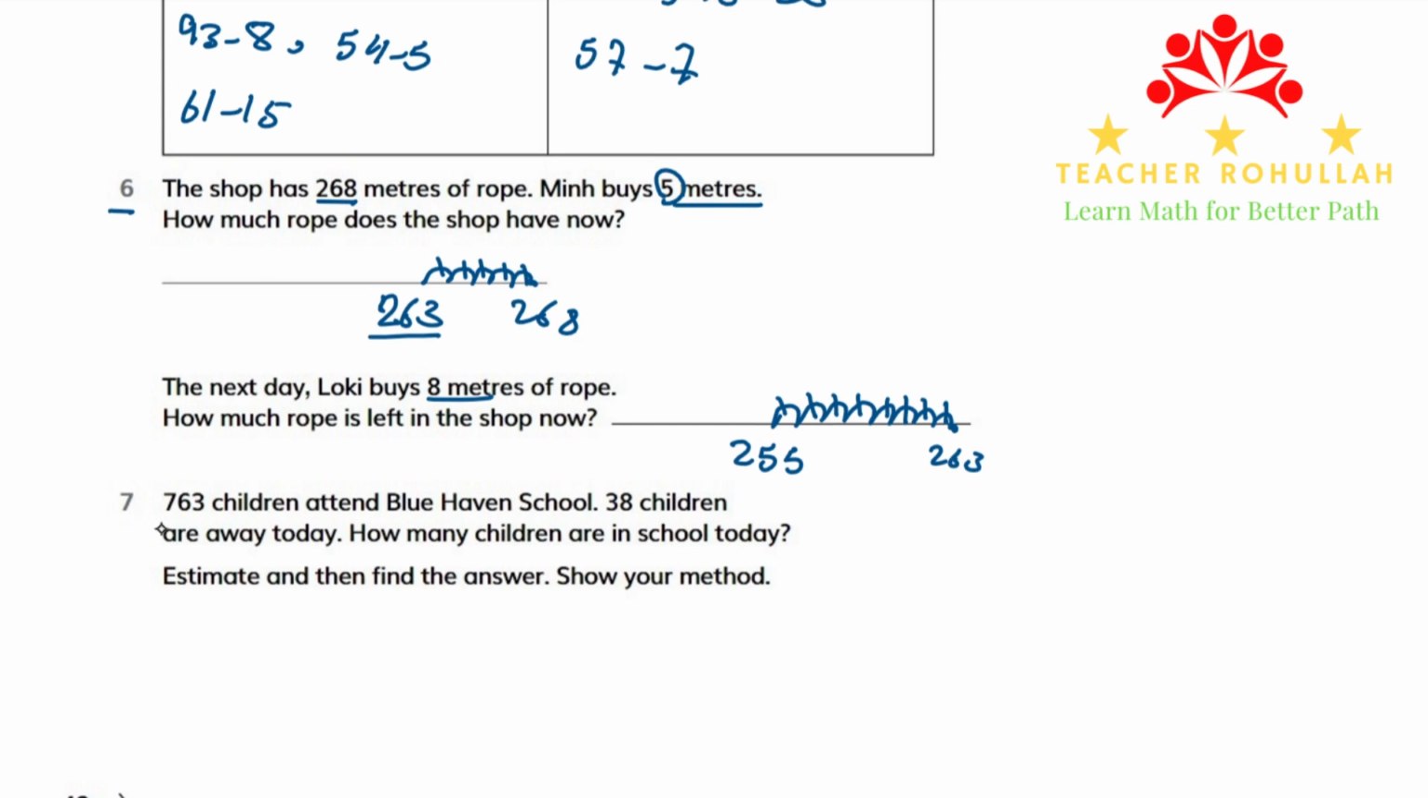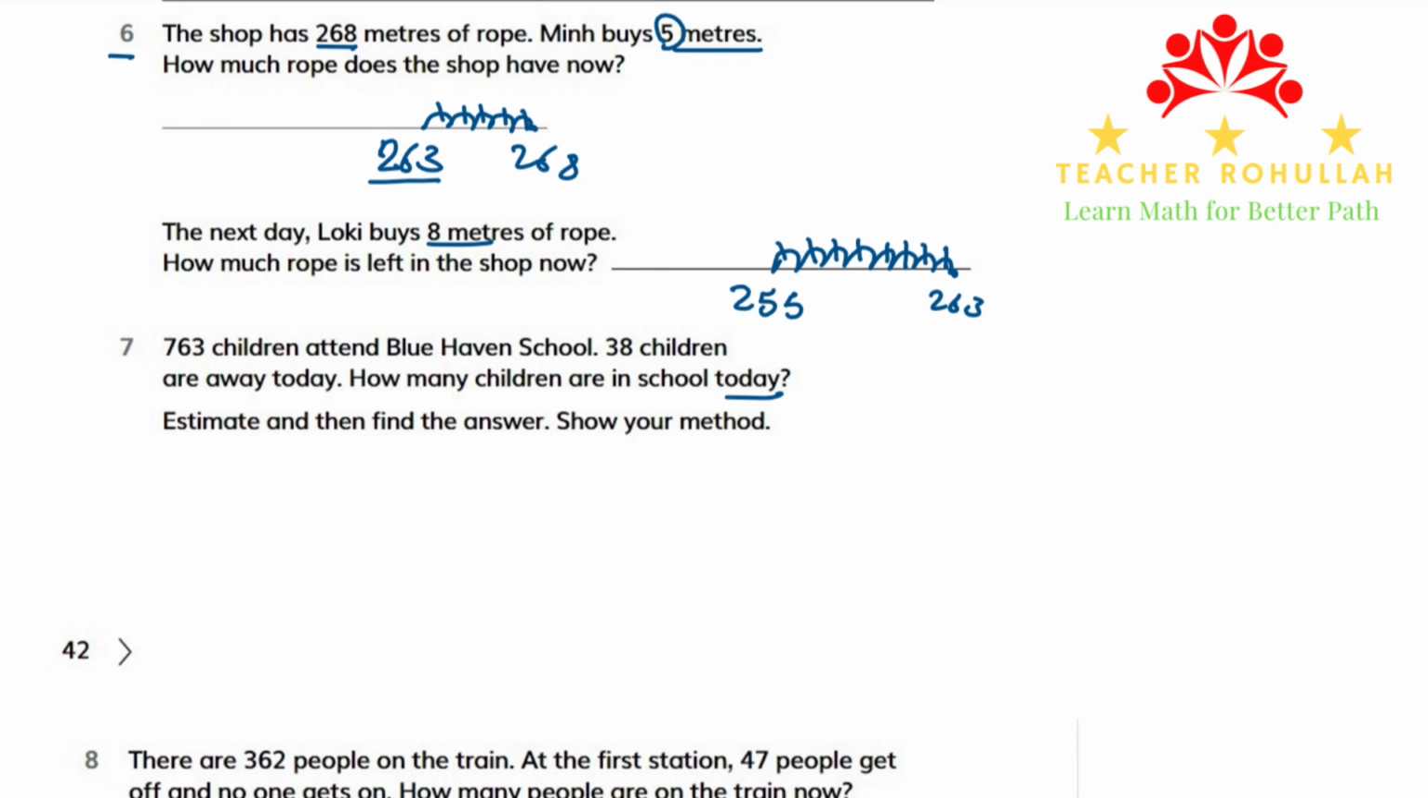In question 7, it says, 763 children attend Blue Heaven School. 38 children are away today. How many children are in the school today? Here it asks us to estimate and then find the answer. And we are asked to show our method as well. So to find the answer to question number 7, I will scroll down so that we have enough space. Okay. To estimate, we round to the nearest 10.